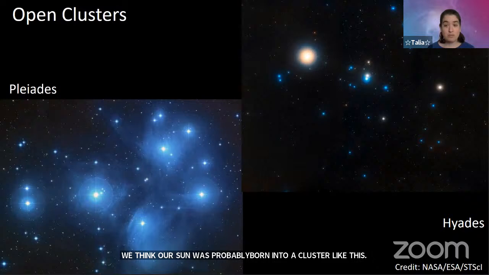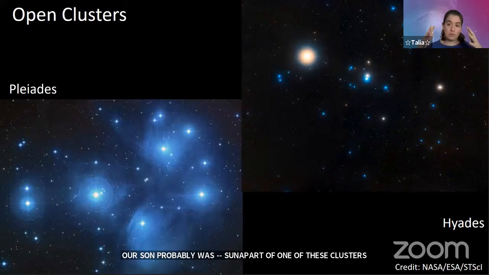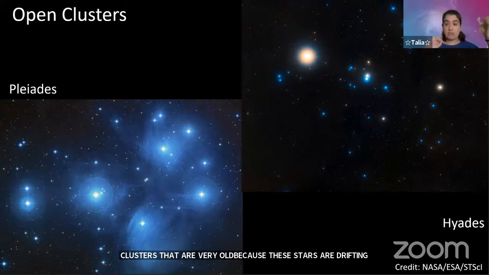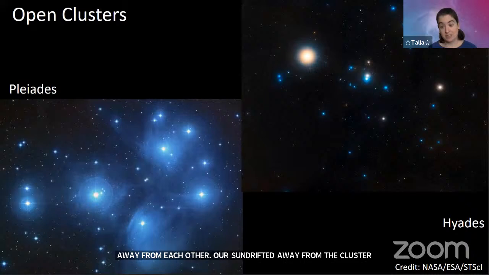And that's another reason why you don't see open clusters that are very old, because these stars are drifting away from each other. Our sun drifted away from the cluster it was born into. The other stars in the cluster have also drifted away, the sun's siblings. We're not 100% sure where any of them are, actually.